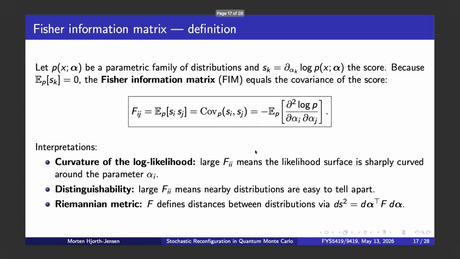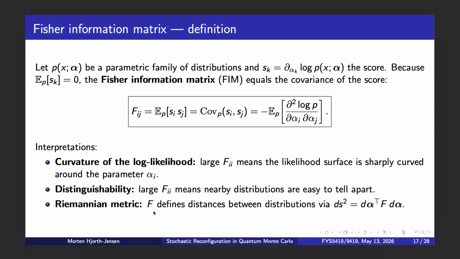So this was a small digression, but the thing which is important for us is actually this Fisher information, which we defined in the lectures. So we have the score function, and because the mean value is 0, then we can define this Fisher information matrix, which is then just given by the expectation value with respect to this probability of the second derivative. So that gives us the curvature of the log likelihood, which means that the likelihood surface is sharply curved around the optimal parameters. Its distinguishability, if you have a large one, means that nearby distributions are easy to tell apart.